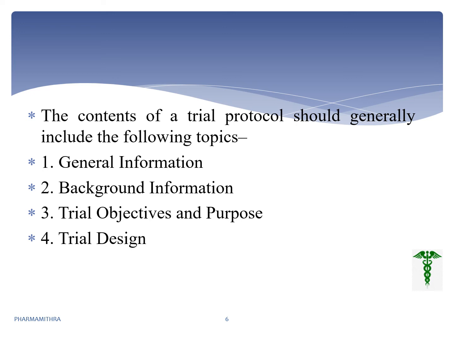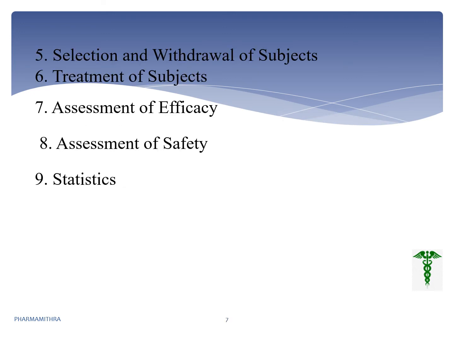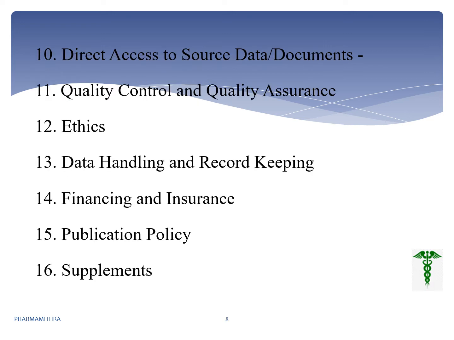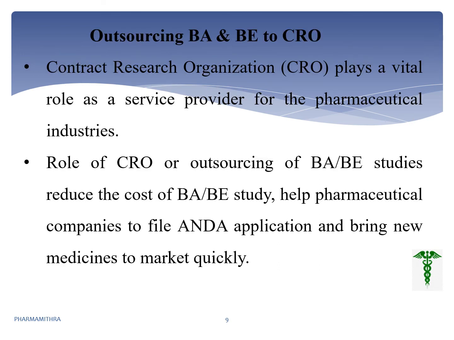What are the trial objective and purpose, trial design, what are the criteria for the selection as well as the withdrawal of the subject, how we are treating the subject, how we are assessing the efficacy as well as safety, and the statistical part we have to include in the method, and what are the direct access to get the source as well as the document, how we can do the QC QA, the ethics we are following, how we are handling the data as well as data records, then what are the financing, insurance part, publication policy, and we have to include the supplement part.